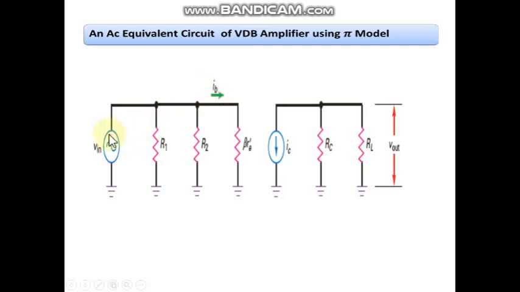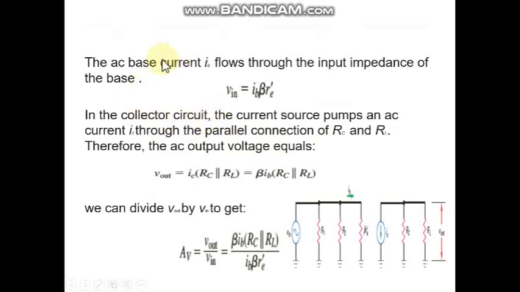So if we consider our V input, what is the V input? It is nothing but the voltage available at the input side of the transistor. Whatever voltage V input you apply will be available at the base of your transistor, and then it will be amplified, and you can see the V out across RL. So an AC base current IB flows through the input impedance of the base. So your V in is equal to IB into beta RE dash.